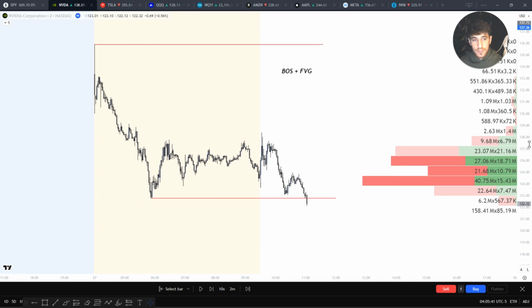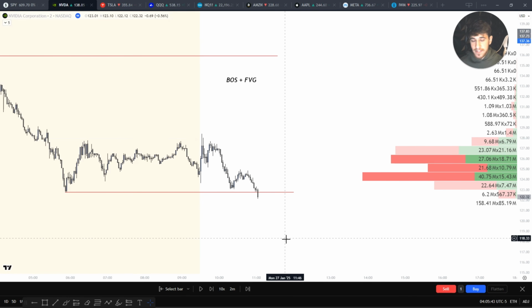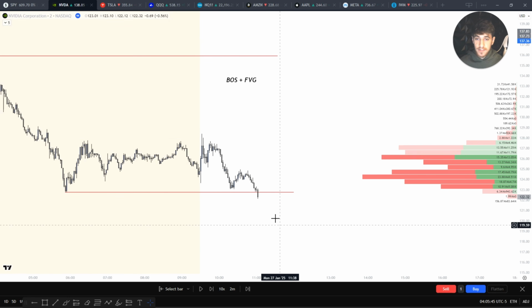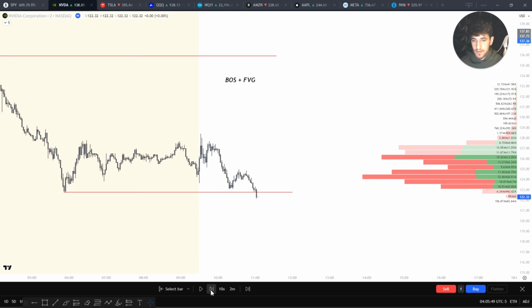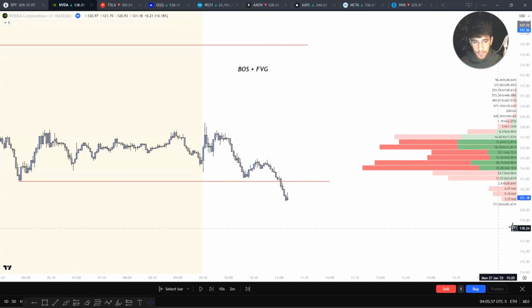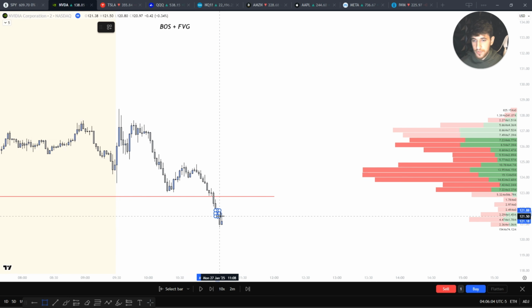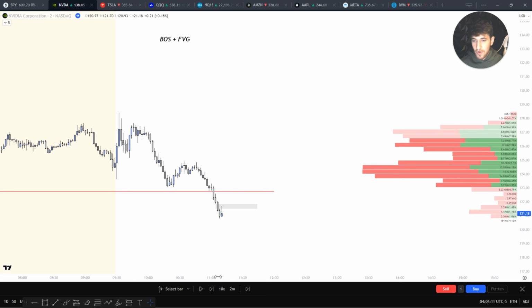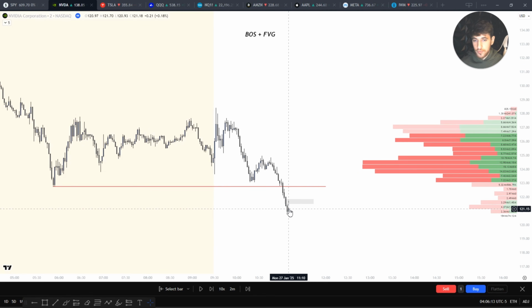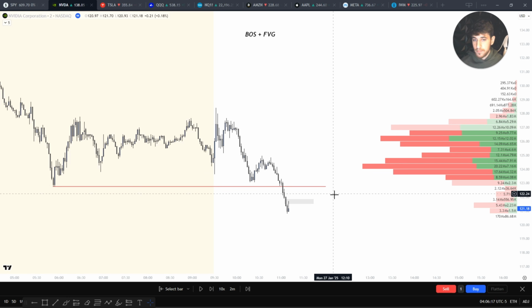All right, so now that we got that clean break, the next thing I'm looking for is a fair value gap so I can take an entry on this trade. So this right here is a perfect fair value gap with a perfect reaction. All right, so I want to give you guys an insight into how we find our levels and how we manage our risk on this trade. All right, so we have everything that we need. We have the setup there, but the proper way to manage risk is going to look like this.